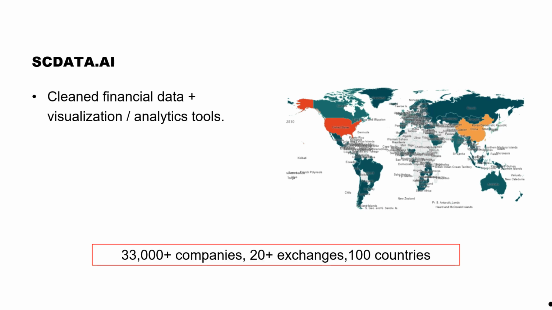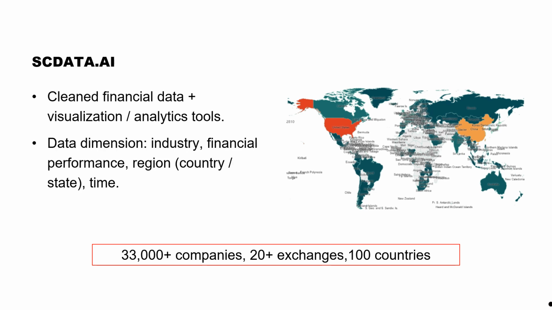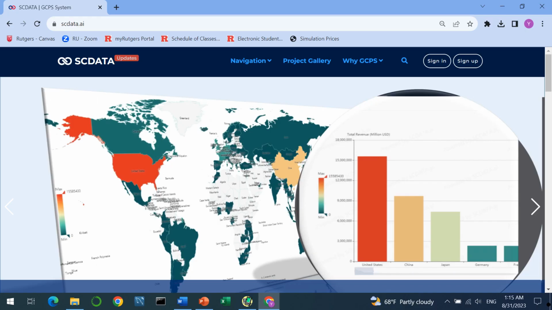To date, it hosts the data of 33,000 plus companies from the world's top 20 plus stock exchanges. The companies are headquartered in about 100 countries. Data dimension includes industry, financial performance, region, both country and state, and finally time. The system also facilitates open sharing and learning.